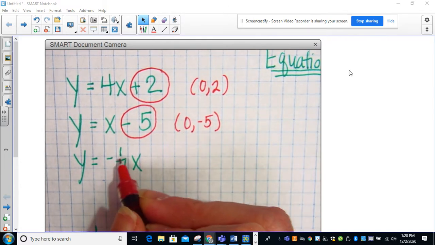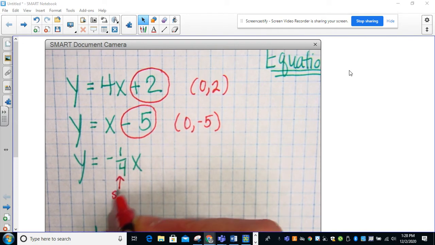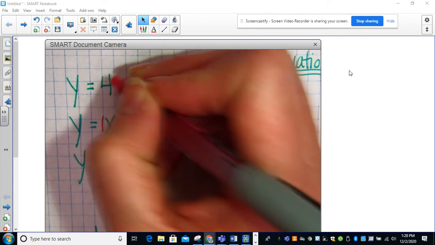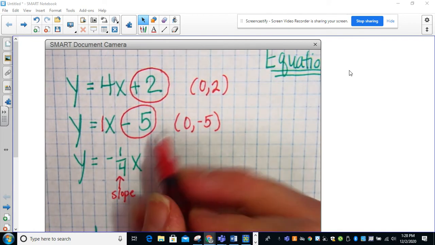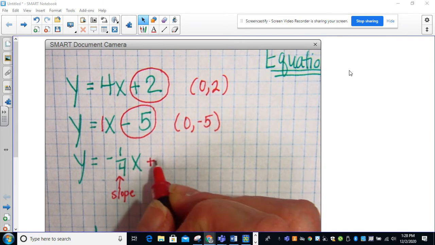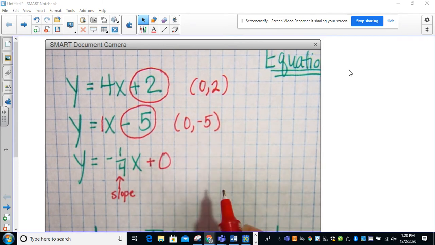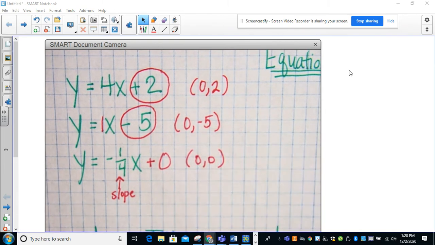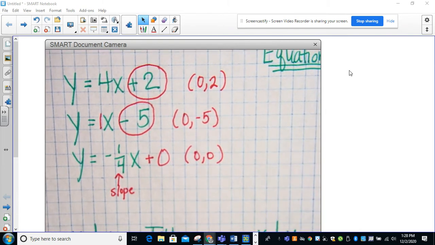Now this one, here's your slope. By the way, 1 is the slope for this one, and 4 is the slope for this one. But notice we don't have a y-intercept added on. So in order to keep the same value, we're going to add a 0 onto the equation. So your y-intercept for this one is actually 0, 0.